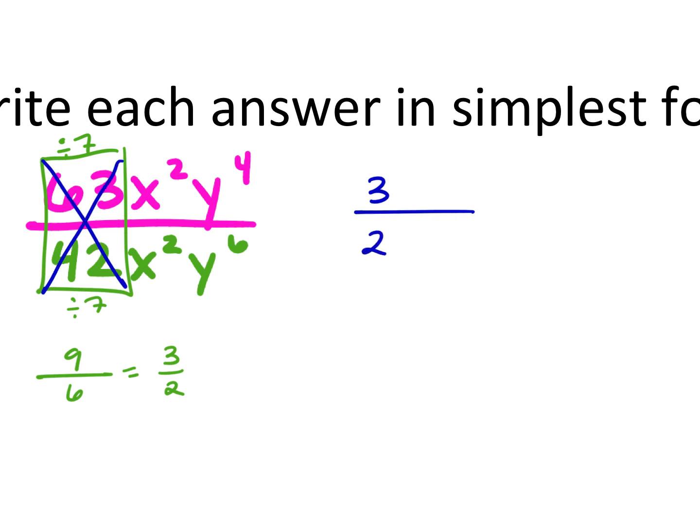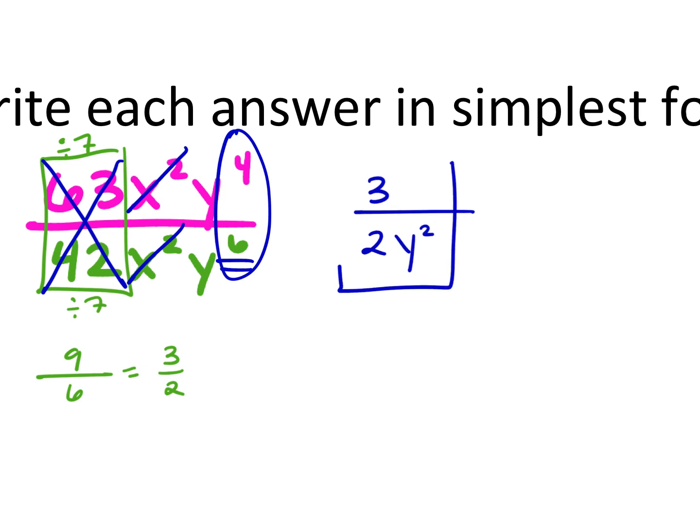So we're done with the numbers. How about your x's? They go away. Yeah, they're the same. They cancel out. That's equal to 1. How about your y's? Y to the second, because where? On the bottom. If you subtract this, 4 minus 6 is a negative 2. To get rid of the negative, we move it down, or you just put it with the bigger number. So y squared, so this is your answer, 3 over 2y squared.